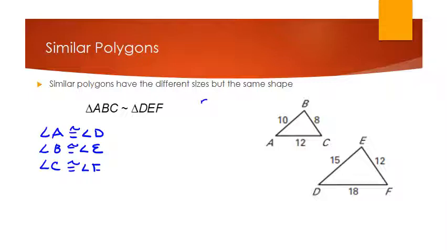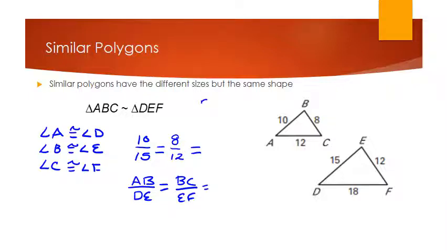So we have AB and DE, so AB is 10 and DE is 15. And basically we can write an extended proportion that says AB is to DE is equal to BC to EF. So BC is 8, EF is 12, and then lastly is also similar proportional AC to DF. So AC is 12 and DF is 18.